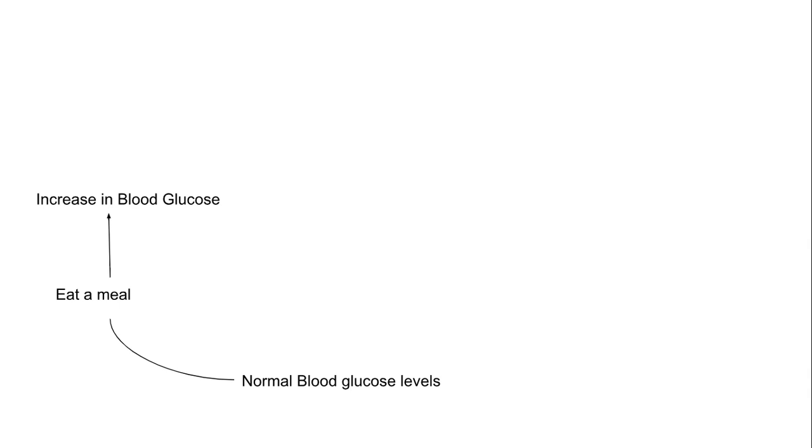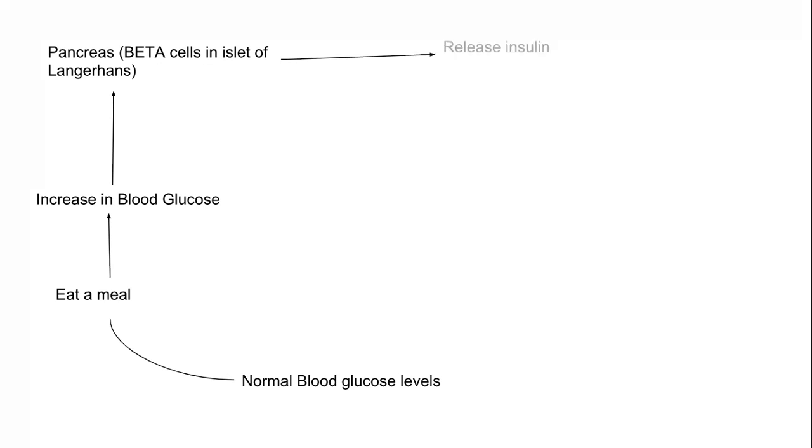So when we increase the blood glucose, our pancreas is signaled, hey, we need to deal with this glucose that's in our bloodstream. So it activates the beta cells in the islets of Langerhans to release insulin. Insulin has 3 ways that it can remove glucose from our bloodstream.